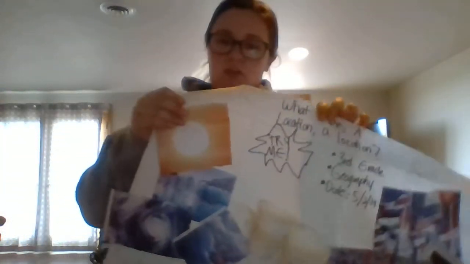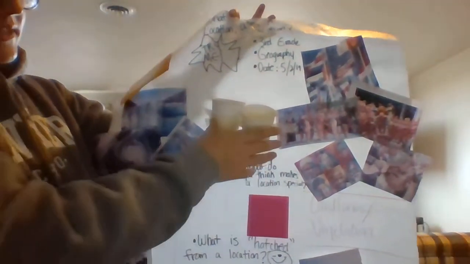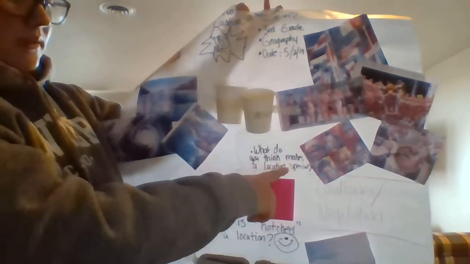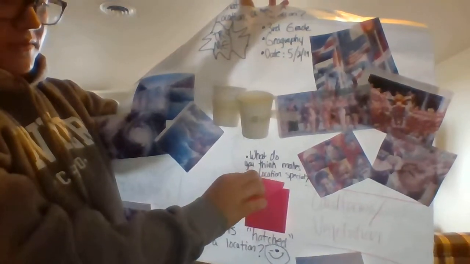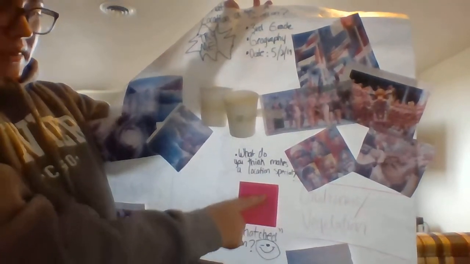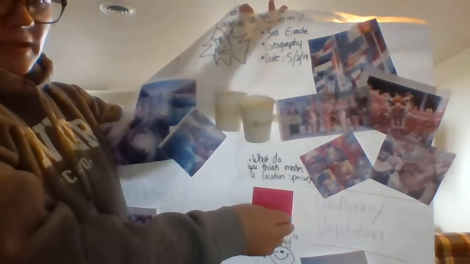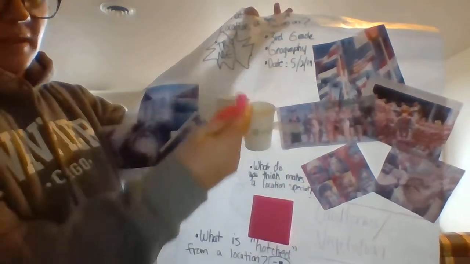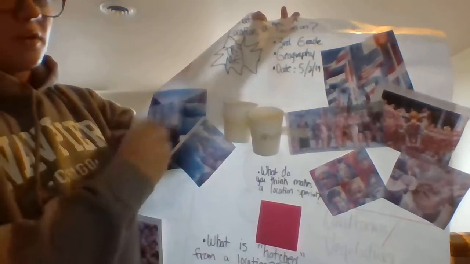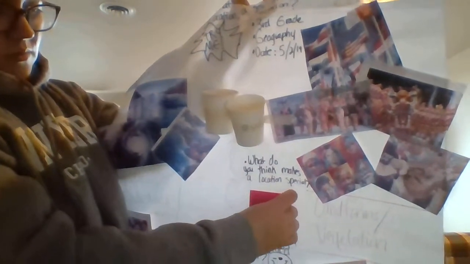So then in the middle I have all of my activities, if you want to call them. These cup ones go along with the question, what do you think makes a location special? And then I have these sticky notes, and students will pull off a sticky note, write what they think makes the location special, and tear it off and put it in a cup. And then at the end, after I've gone through the anchor chart, we will discuss what each student put into the cups.